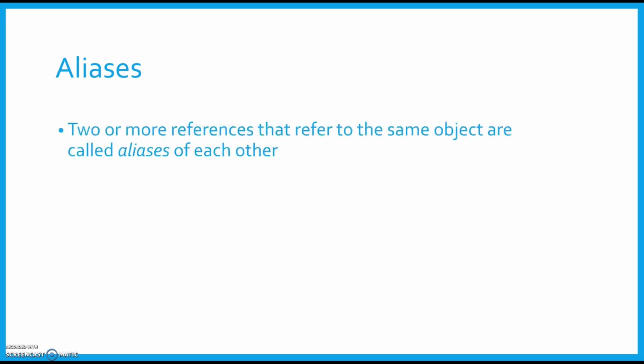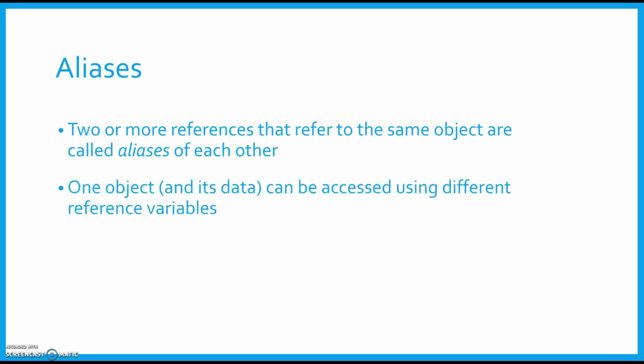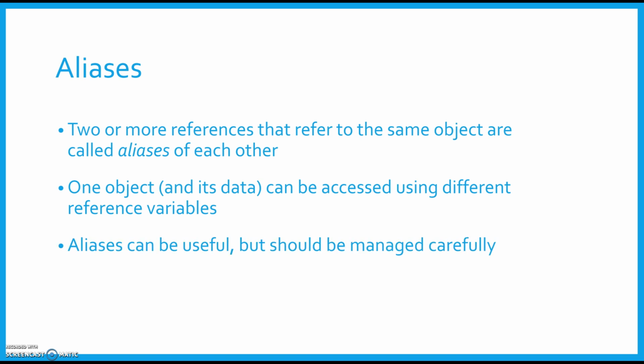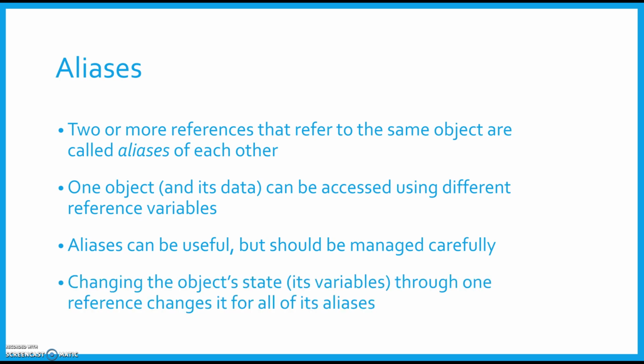So two or more references that refer to the same object are called aliases of each other. One object and its data can be accessed using different reference variables. Aliases can be useful, but they should be managed carefully because what one alias does affects all the others, and you may not realize that that effect is happening, or you may not intend for that effect to happen. So changing the object state, its variables, through one reference changes it for all of its aliases.